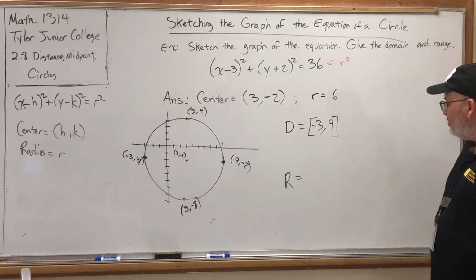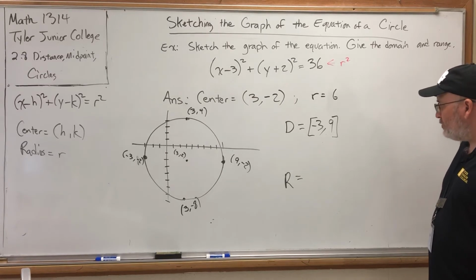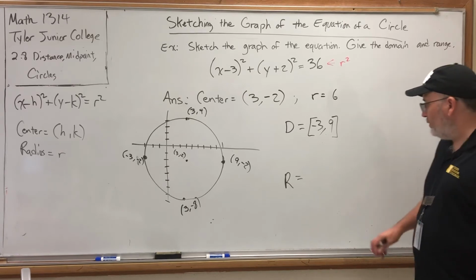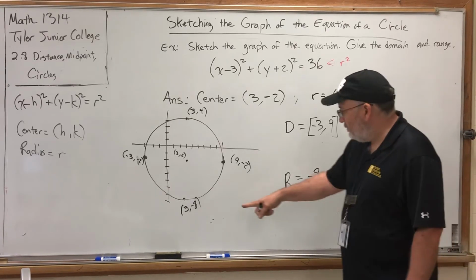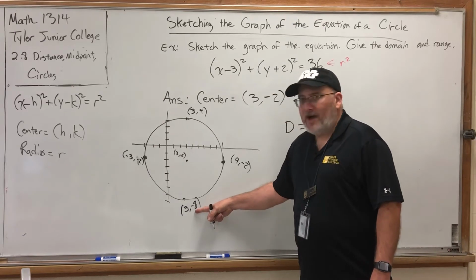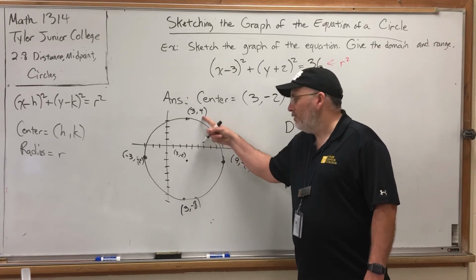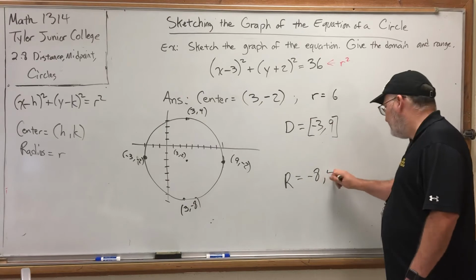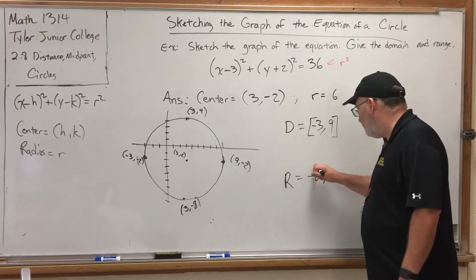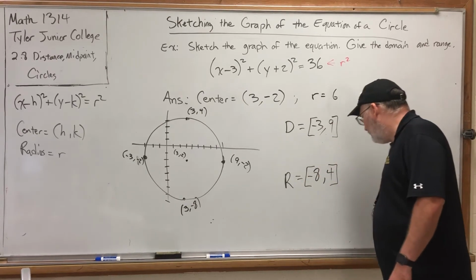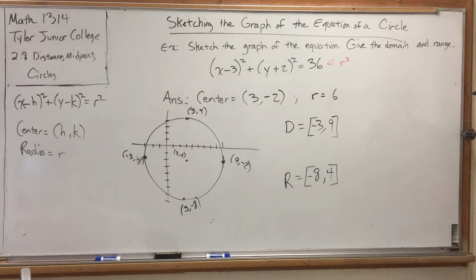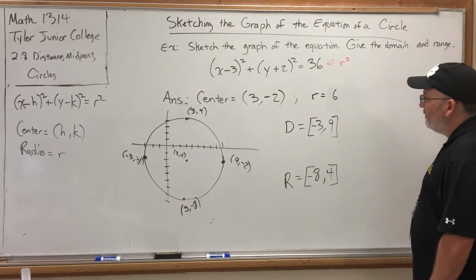Can you see what the range is? Range are y-coordinates. Look at the lowest point on the circle. Its y-coordinate is negative 8. And the y-coordinate of the highest point on the circle? 4. Because this is continuous and connected, we can assume every y value in between is in the range, so our range is negative 8 to 4, both with brackets. So it's not really that hard.